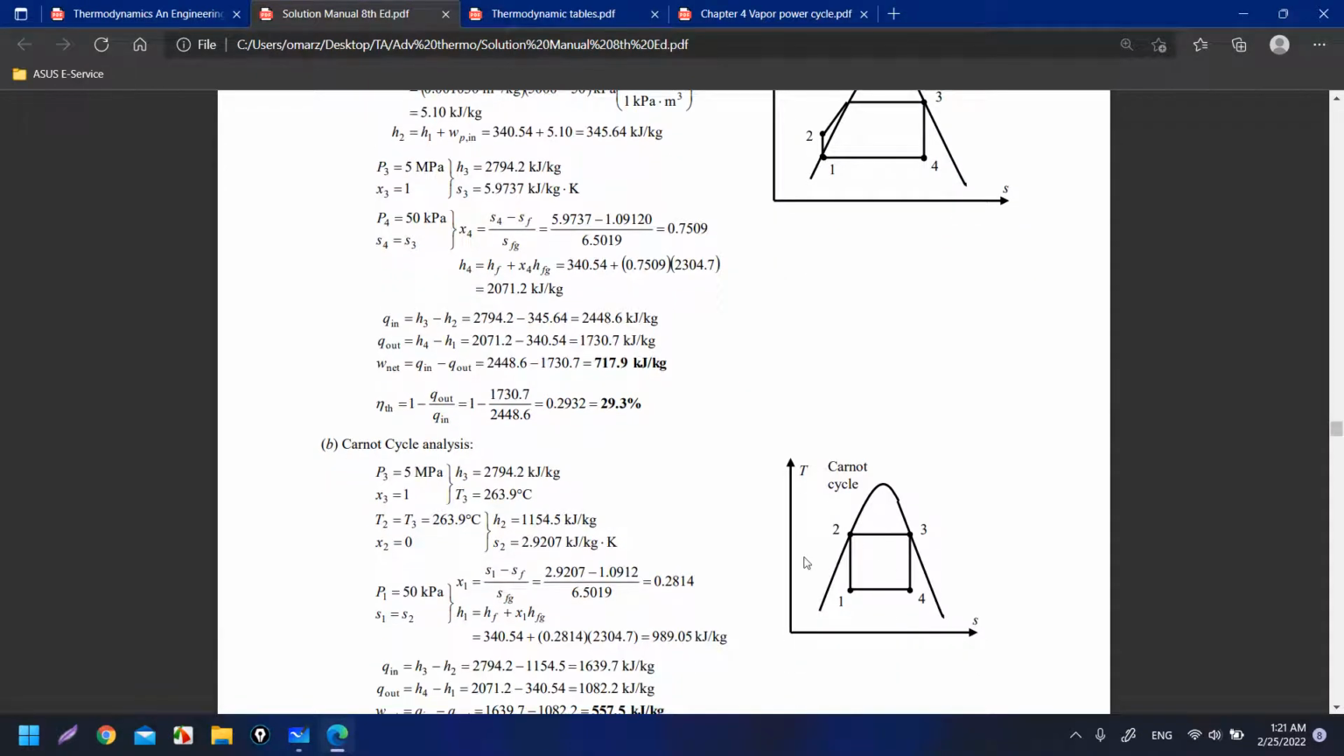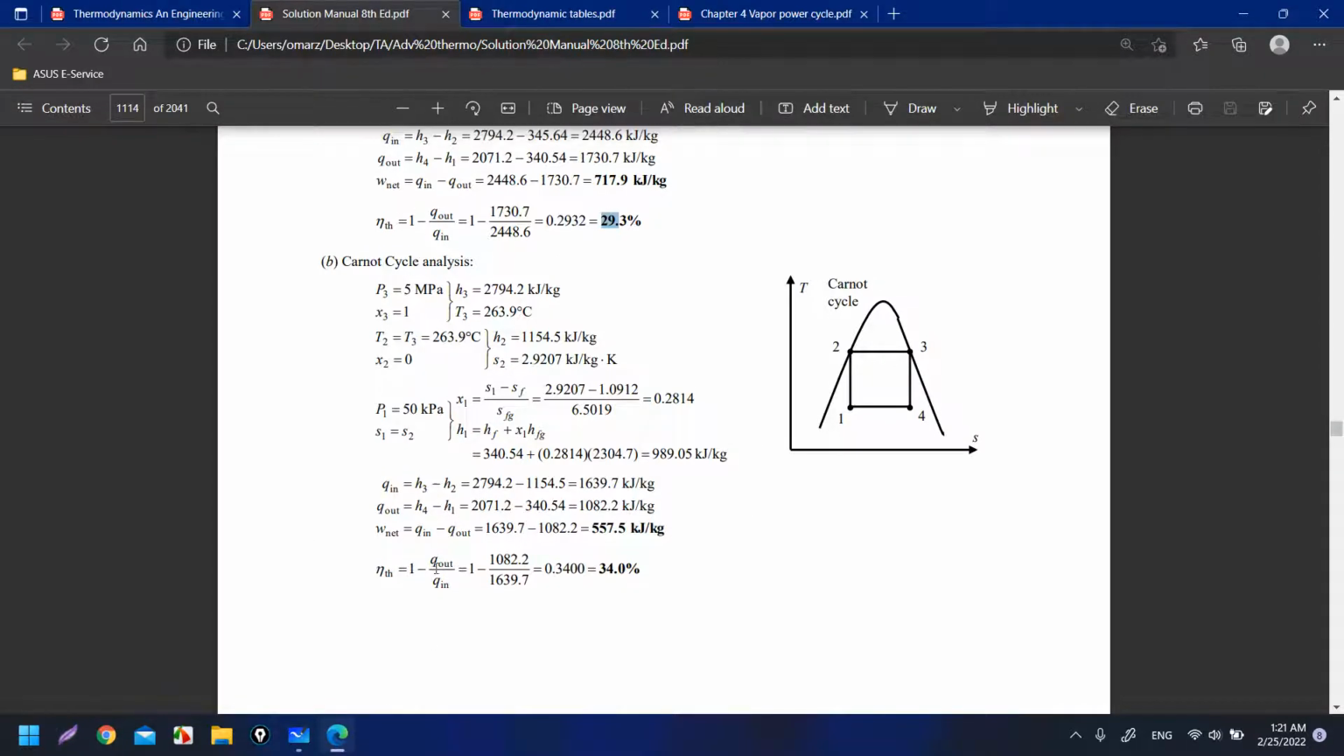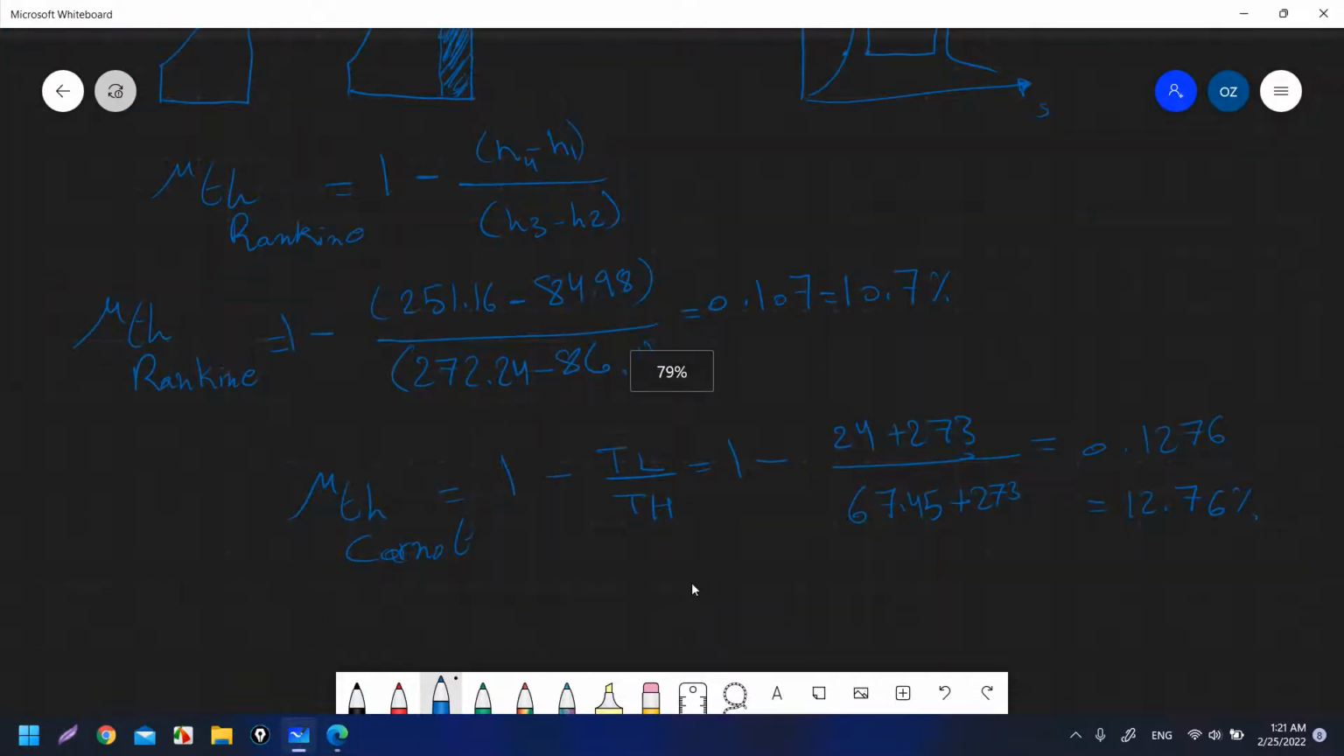And as you can see, the efficiency for the Rankine is near to the Carnot, but the Carnot is the maximum one. Okay, that is it for this question.